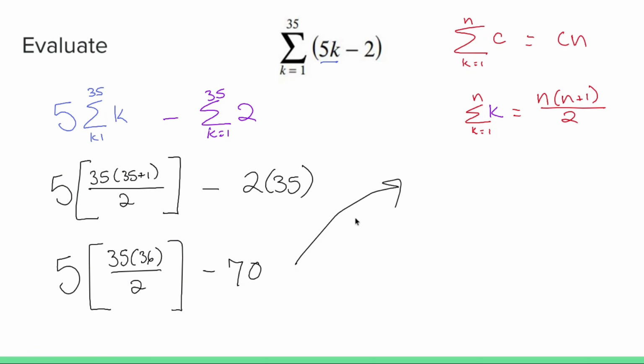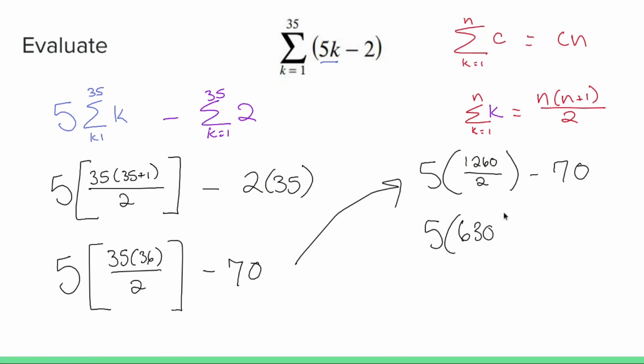All right, let's move that over here. 35 times 36 is 1,260. So divide that by 2. Minus 70. So dividing that by 2 is 630. Let's make it a little bit larger because we're dividing it by 2. Minus 70.